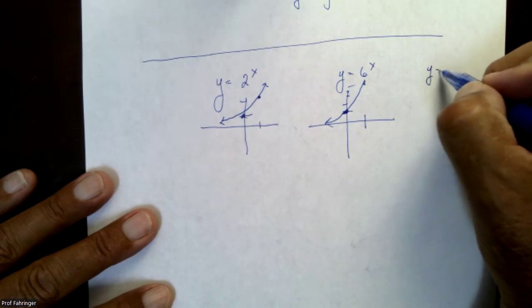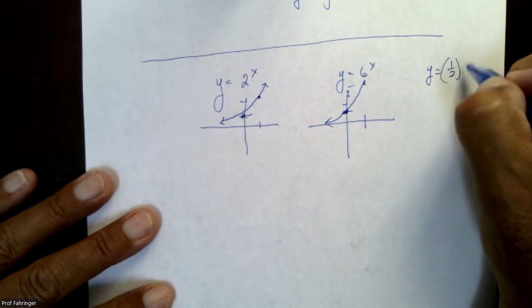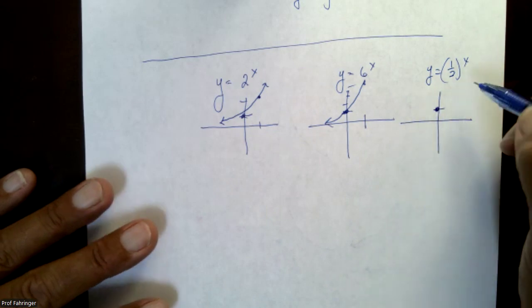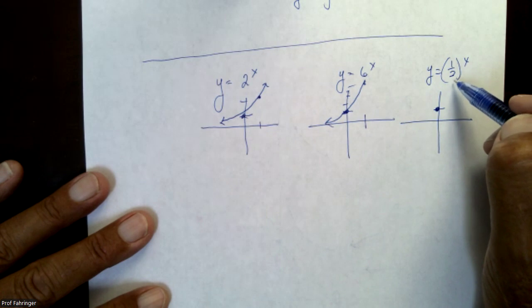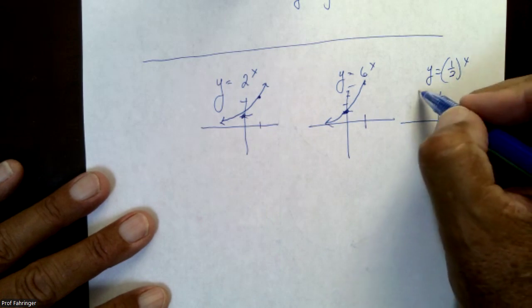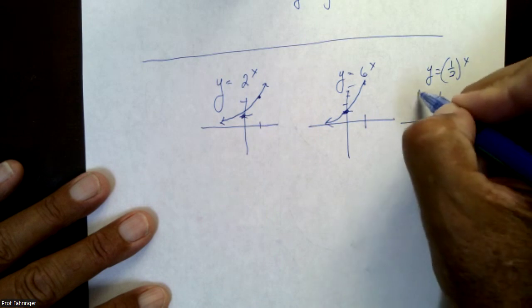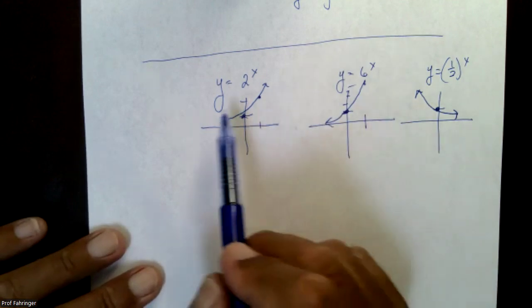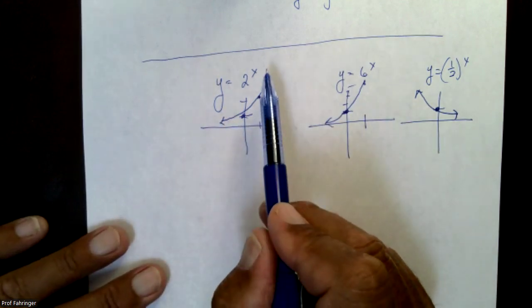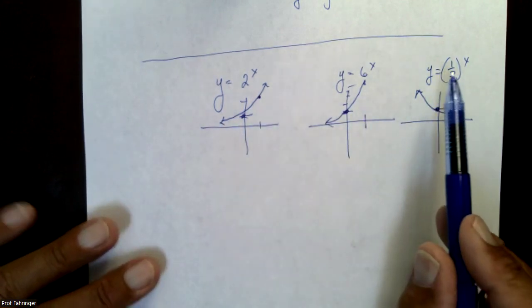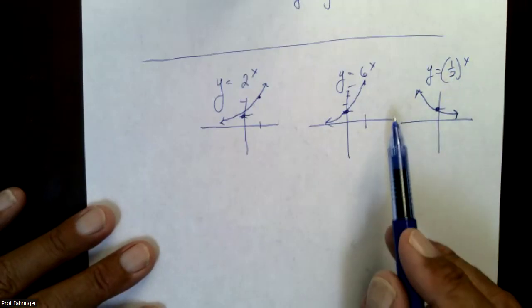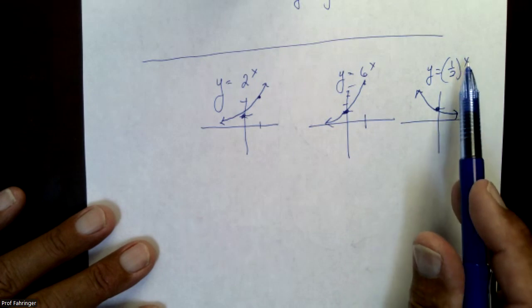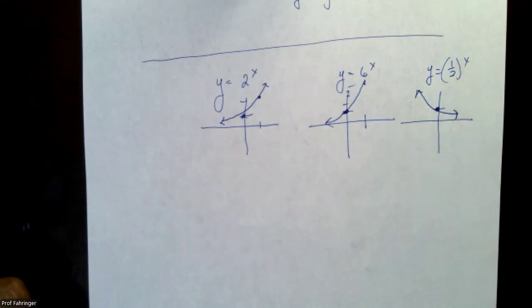What if I said y equals 1/2 to the x? Still here, but where am I at 1? Well, if I throw in 1, I'm now down here at 1/2. So that actually flipped it when I went to that fraction. So if it's greater than 1, it's going to grow. If it's less than 1, it's going to decrease. Because when I put in 1, I'm at 1/2. When I put in 2, I'm at 1/4, and so on.